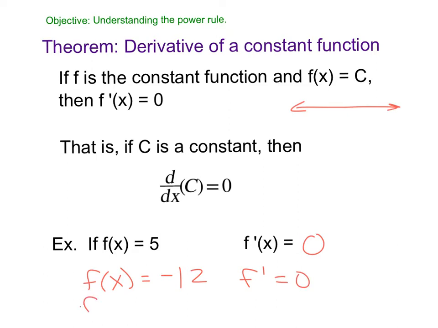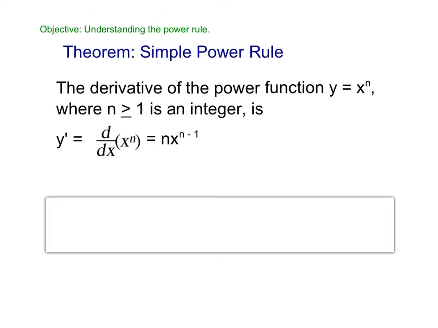Oh, here's a good one. f of x equals pi. People like, because pi is a letter, it's like P in Greek, a lot of people are like, oh, it's 1. No. f prime equals 0. Pi is a number. The derivative of 3.1415, blah, blah, blah, is 0. Okay.